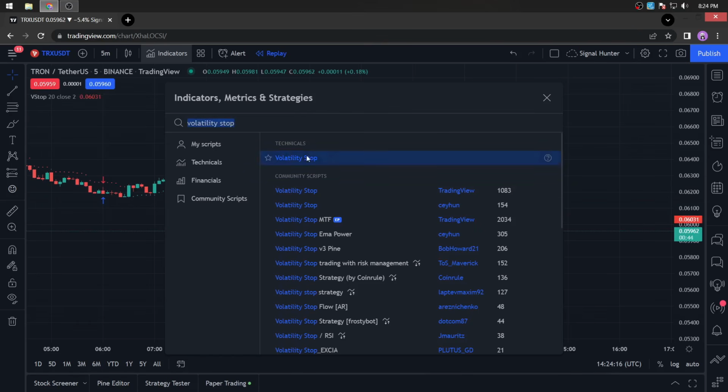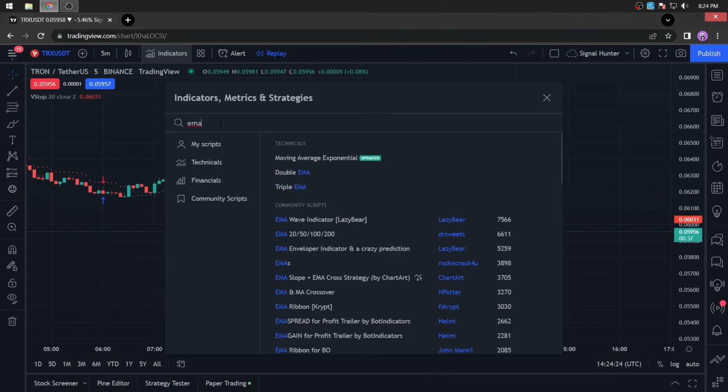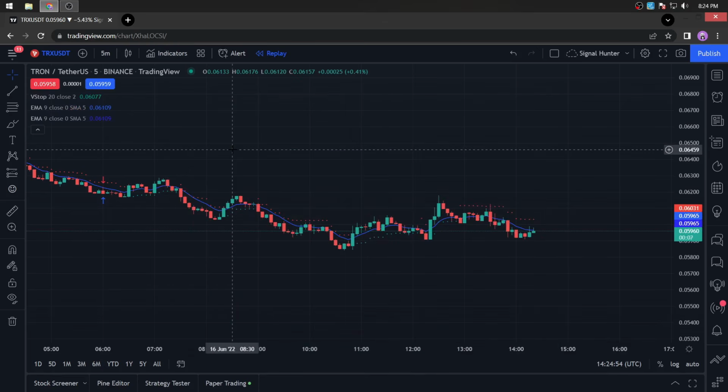We have successfully added our first indicator. The second indicator I want to add is EMA. Once I write EMA here, you can see another indicator, moving average exponential, EMA. So I simply click to add it on my chart once, and click to add it a second time, and simply close the indicator library. Alright, we have successfully added our indicators.